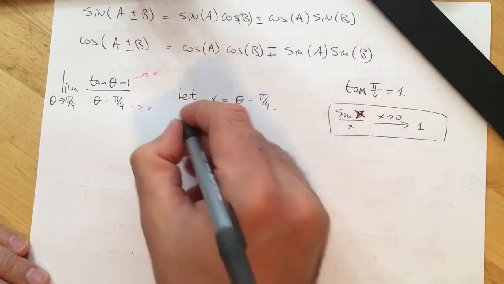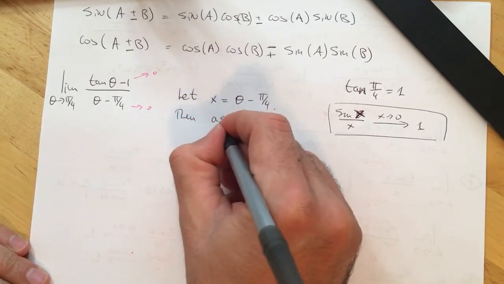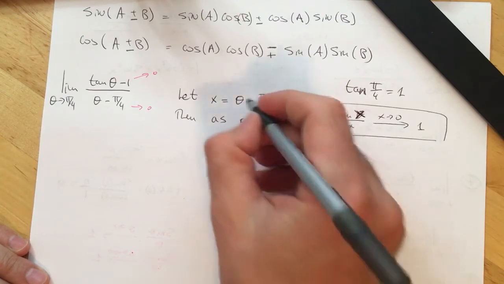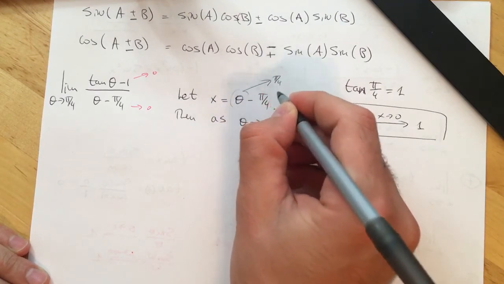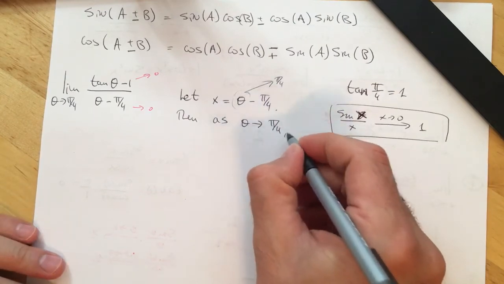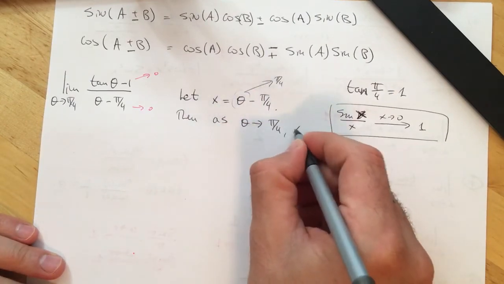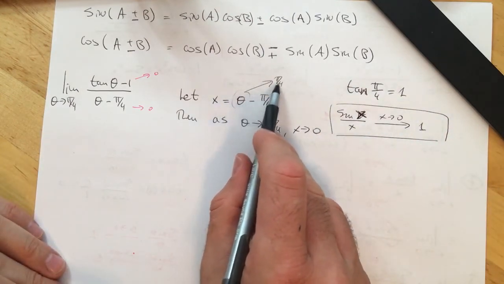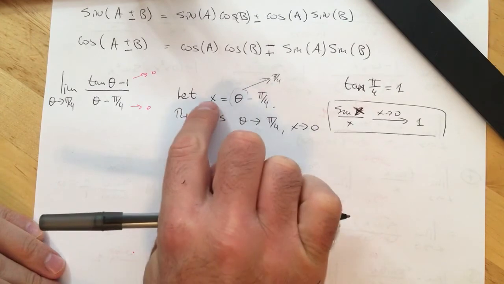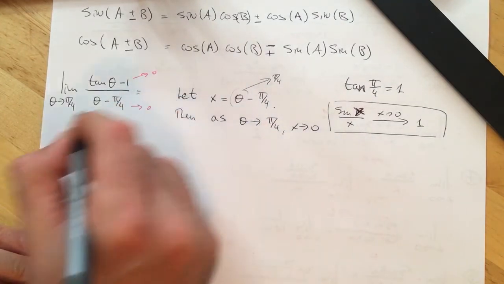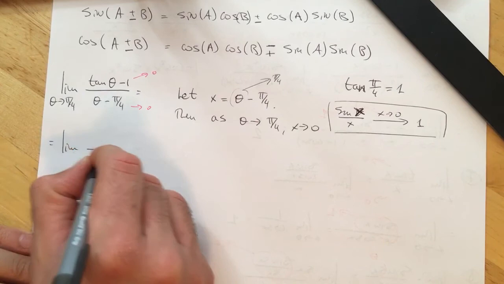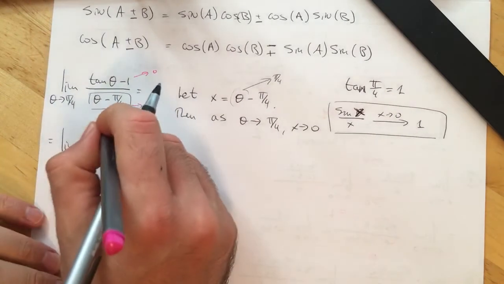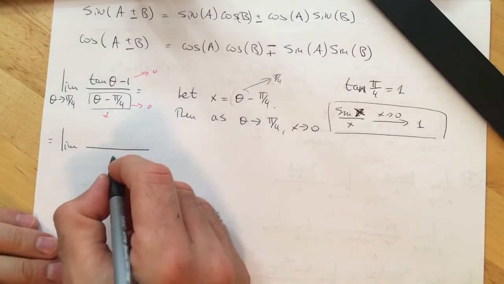Okay? Then, as theta approaches pi over 4, then pi over 4 minus pi over 4, x will go to 0, right? If I send theta towards pi over 4, this difference will shrink to 0, so x will approach 0. This allows me to rewrite this limit. Okay, so this whole thing now, I called it x. So in the denominator I have x.